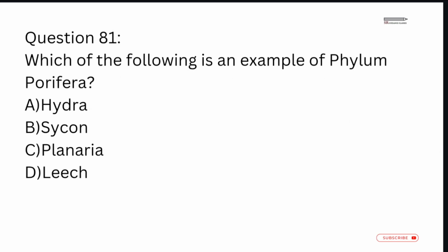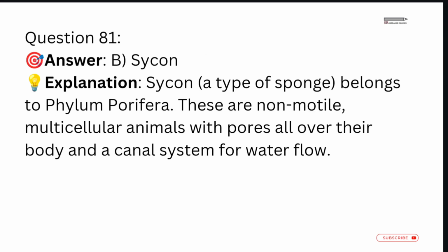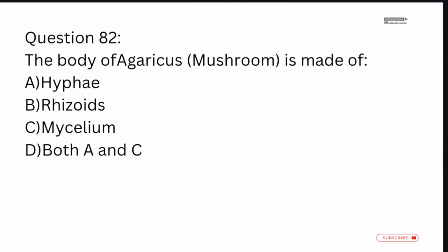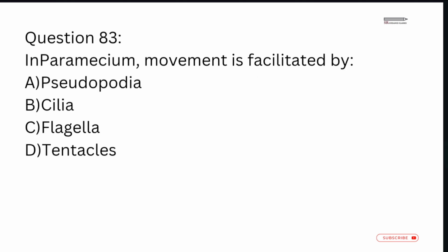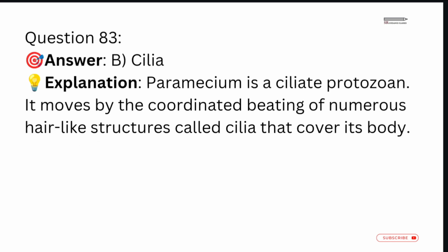Which of the following is an example of phylum Porifera? The correct answer is option B, Scypha. The body of Agaricus is made of... The answer is option D, both A and C. In Paramecium, movement is facilitated by... The answer is option B, cilia.